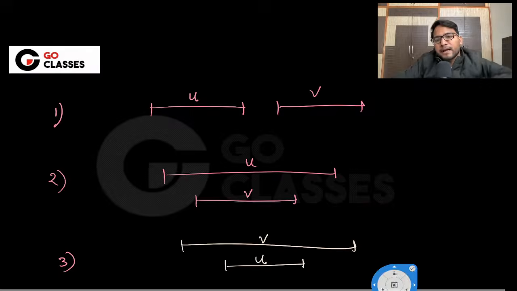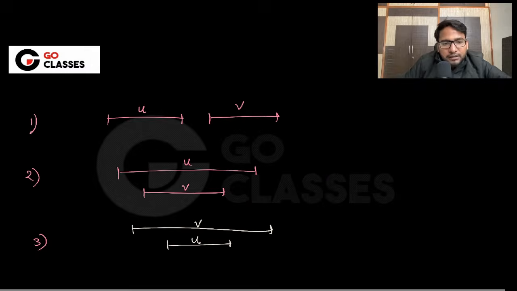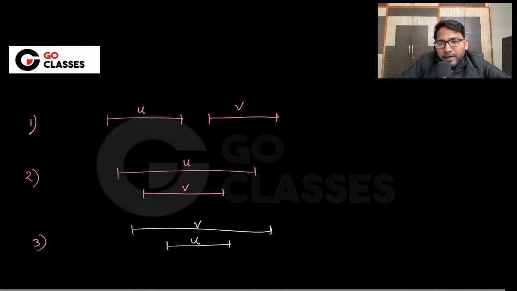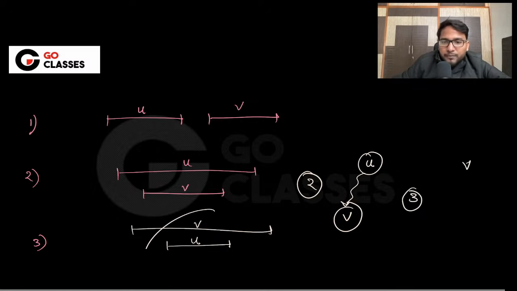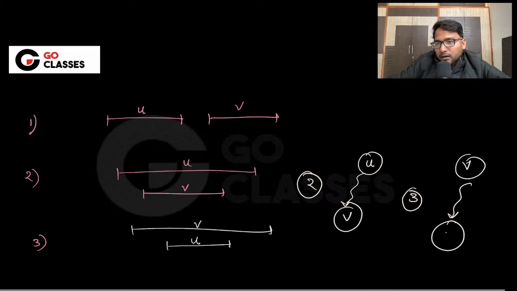As a tree, what does this mean? They are saying that either U is a parent of V, parent or ancestor, whatever you want to call it. Either this, or the second case. The third case is that maybe V is a parent or the ancestor of U. Either V is a parent or ancestor, or U is an ancestor.